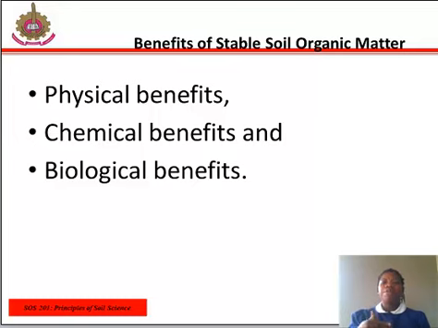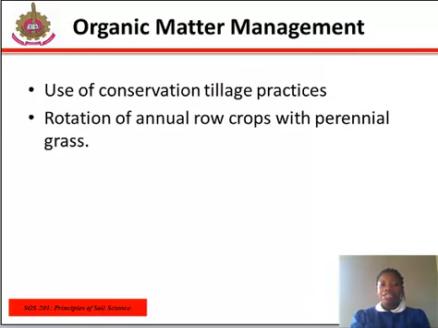Biological benefits. It helps to provide food for the living organisms in the soil. Secondly, it enhances soil microbial biodiversity and activity, which can help in the suppression of diseases and pests. And lastly, it enhances pore space through the action of soil microorganisms, and it also helps to increase infiltration and reduce water runoff.